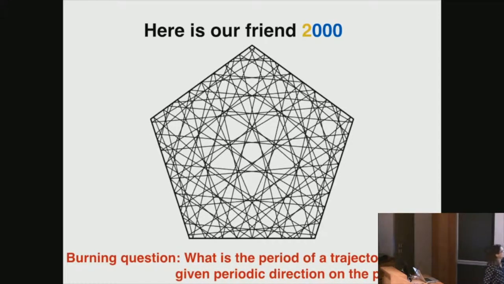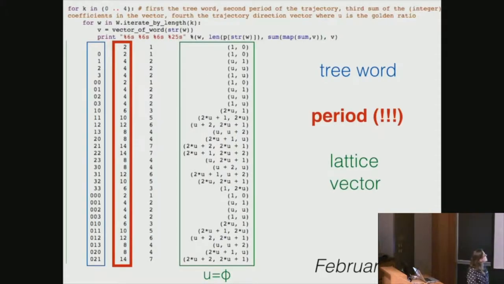2000, I like this one. It looks like a pentagram, meaning a star inside a pentagon. And my advisor studied the pentagram math, and so I have a particular fondness for those, but we still wanted to know, what's a period of a trajectory in a given periodic direction? So, we have this program, and it did these things.